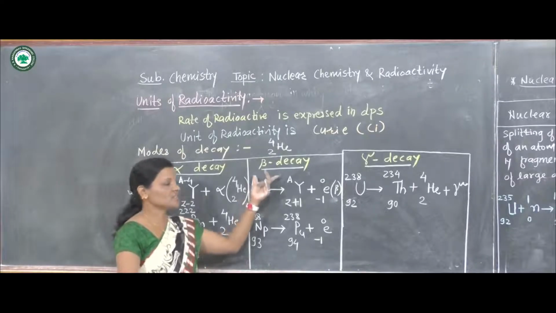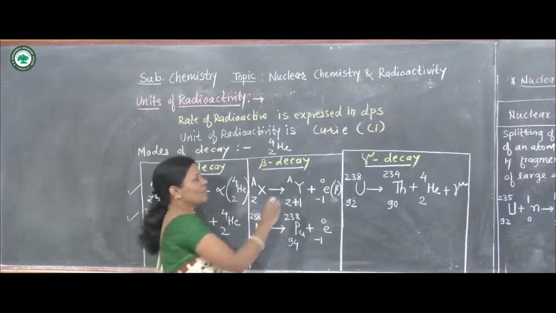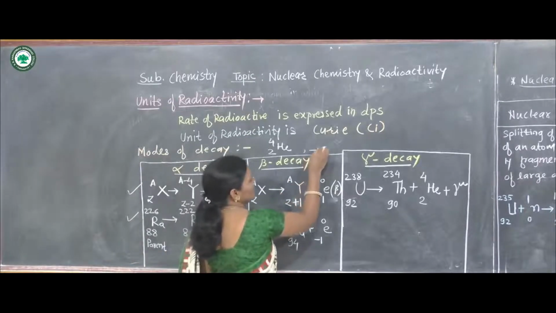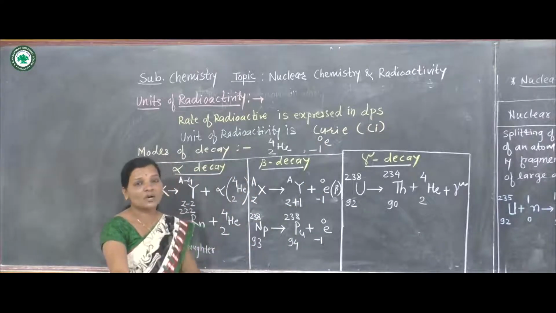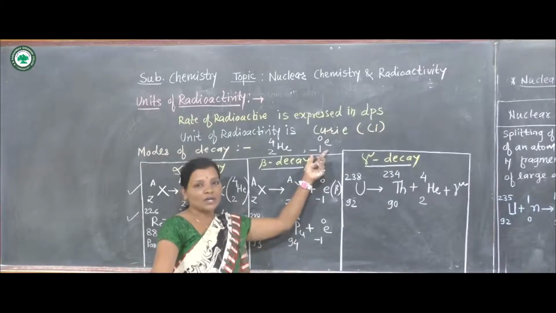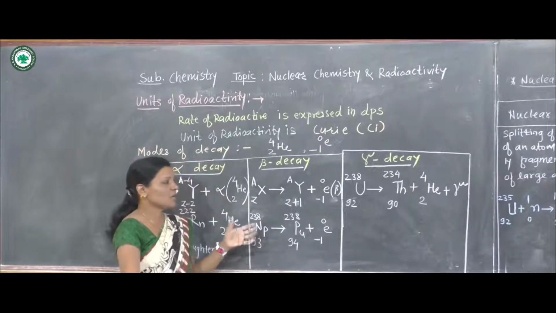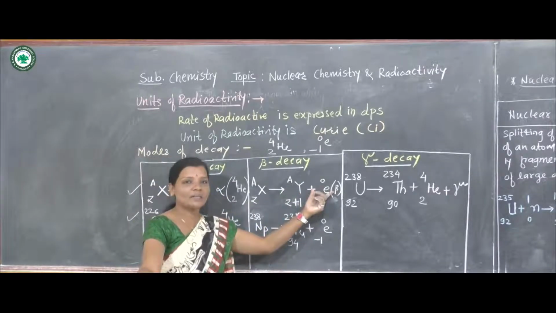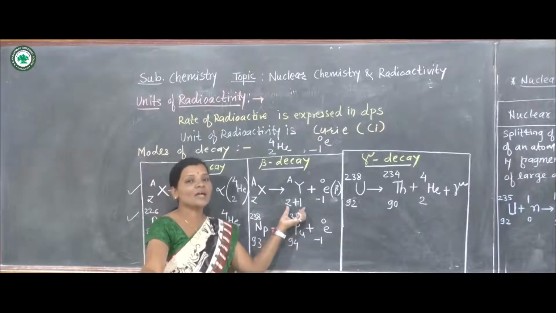Now let us consider the second mode of decay, that is beta decay. The beta particle is indicated by the electron, -1E0. The mass of the electron is negligible and so is considered to be 0, and the electron has a minus 1 charge, so beta particles are denoted by the symbol -1E0. When beta particles are emitted by a radioactive element, its atomic number increases by 1 unit and a daughter nucleus is formed.